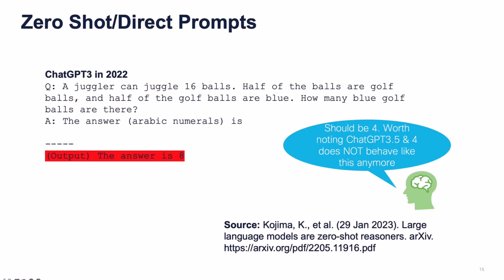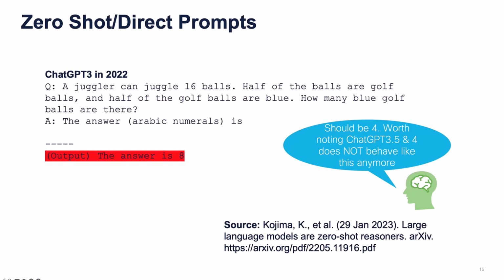So, again, this is the zero-shot or direct prompt. And in 2022, ChatGPT 3 wasn't able to answer this question properly. So it is basically, if you have a juggler who can juggle 16 balls, half are golf balls, the other half are blue. How many golf balls are there? It would answer 8, right? Today it doesn't behave that way, but this was just as an example. So this is the way you can get LLMs to work better.